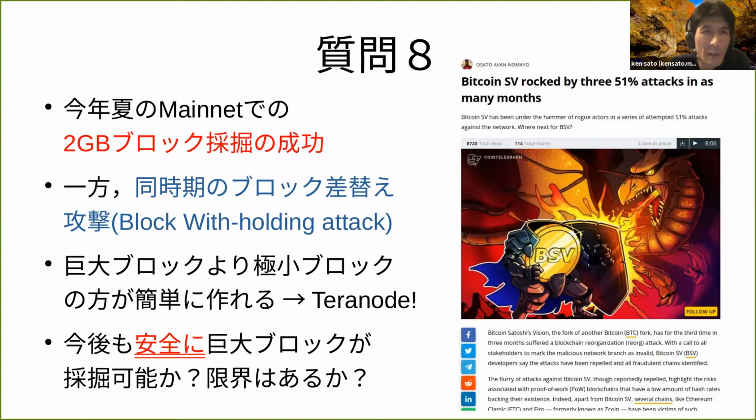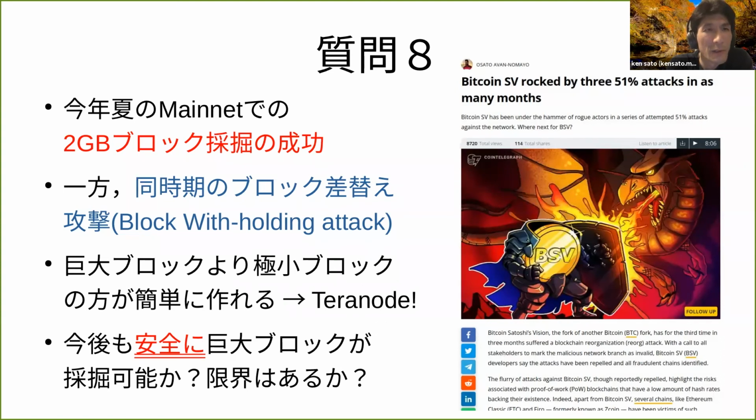We saw the double spending attack this summer while we were starting to make large blocks on the network. So I think the reason why you are trying to make Teranode as quick as possible is that once Teranode is on the network, it's going to be quicker to make a large block, so it's going to be safer.